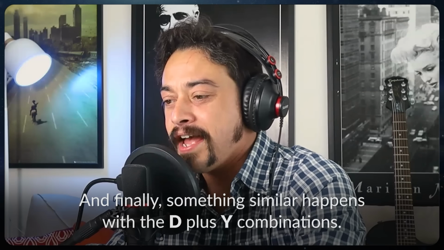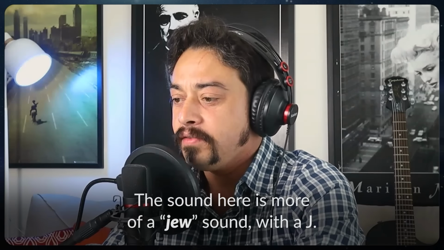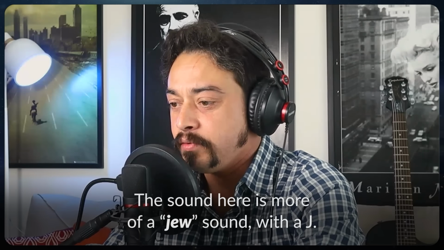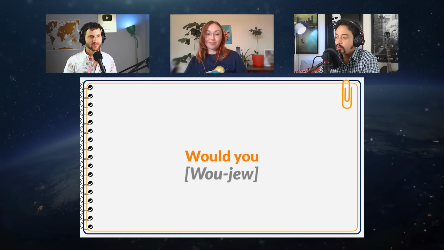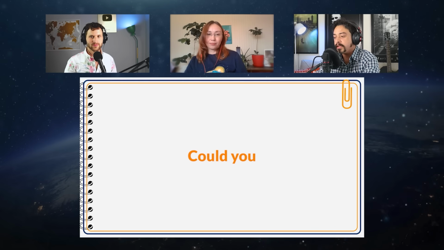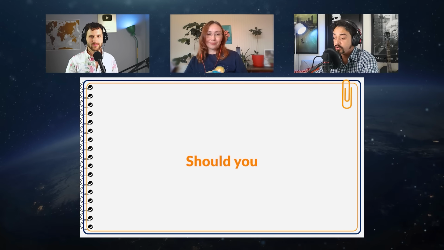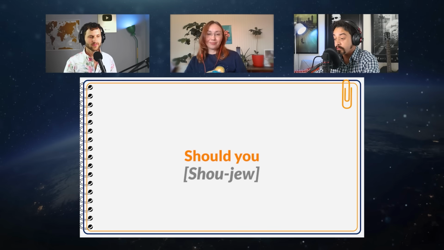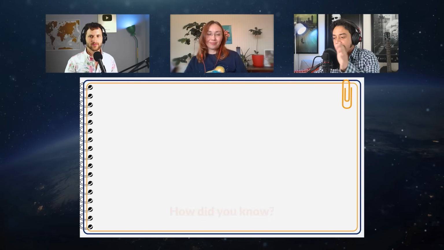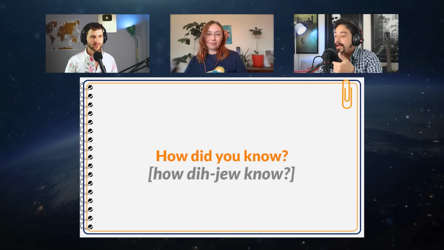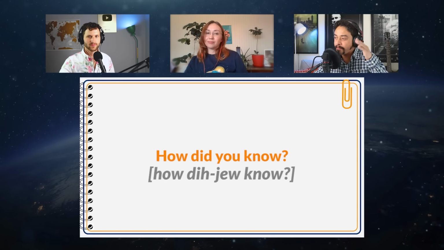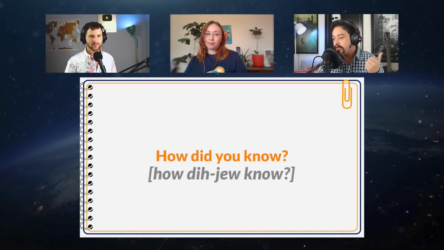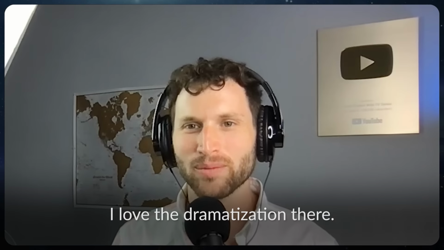And finally, something similar happens with D plus Y combinations. The sound here is more of a j sound with a J. So for example, would you often sounds like would ju. Just like could you becomes could ju, and then should you becomes should ju. Another example of sentence here is how did you know becomes how did ju know. Notice that also the D there for did, the first did, is kind of a flap D as well. Just like the flap T. So how did you? How did. How did you know? How did you know? I love the dramatization there.